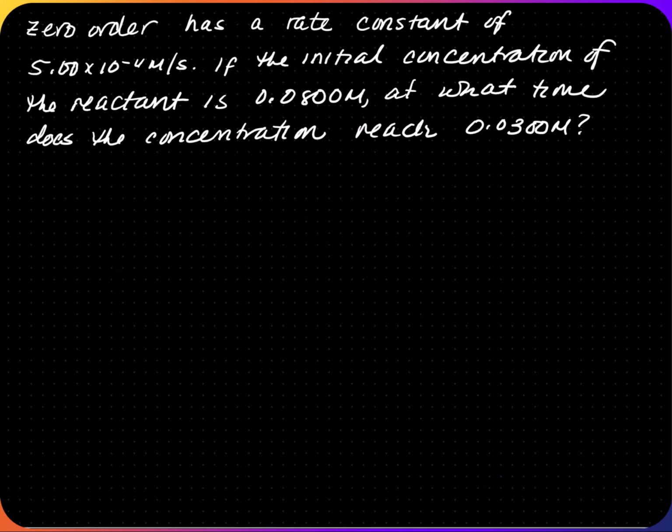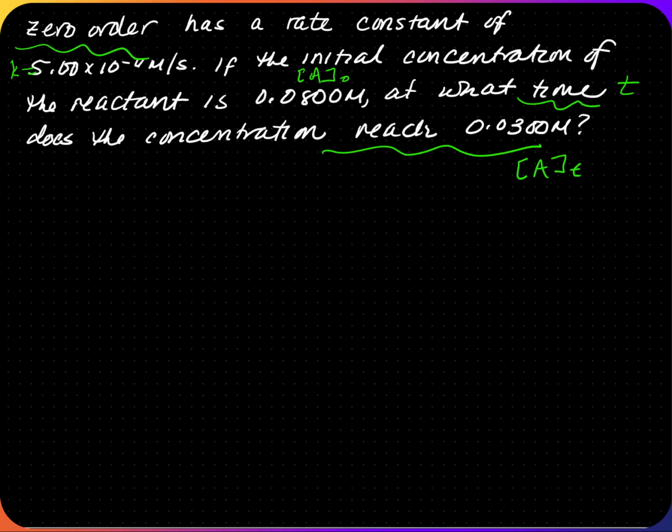Pause the video, try this problem on your own, and then check your answer. So this is a zero order reaction. The rate constant is given as 5 times 10 to the negative 4. So this is my k. The initial concentration is 0.0800, so that is my A naught. We're looking for t when it reaches 0.0300. So that is my A at time t.